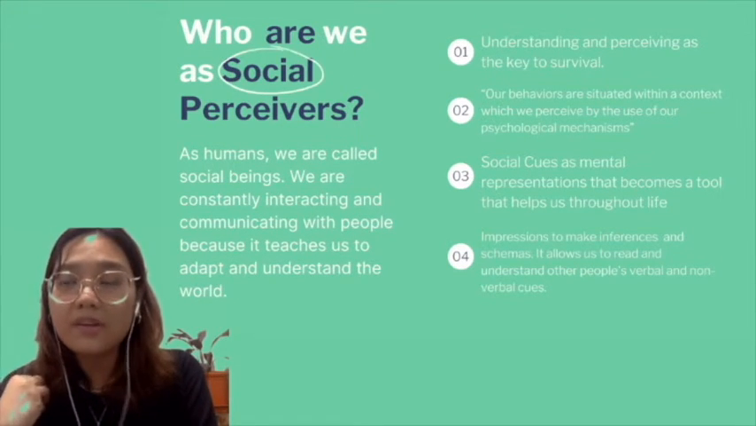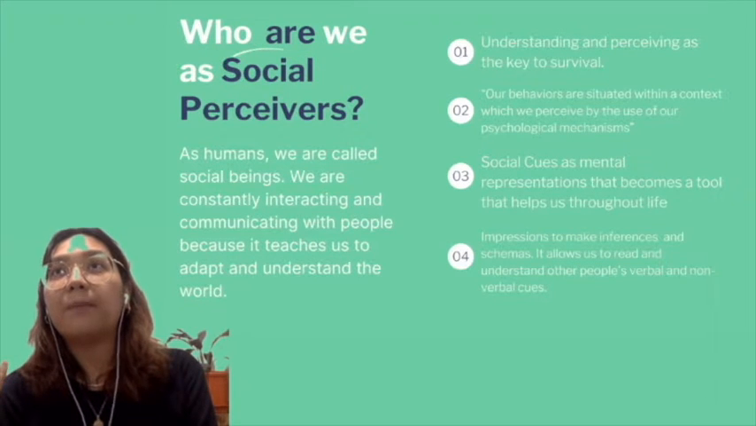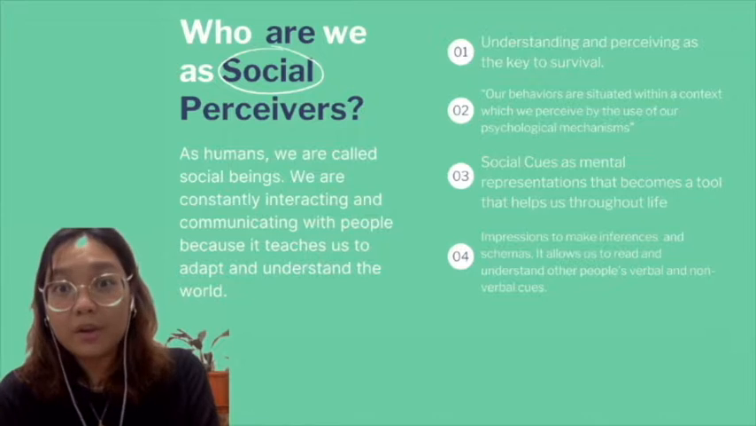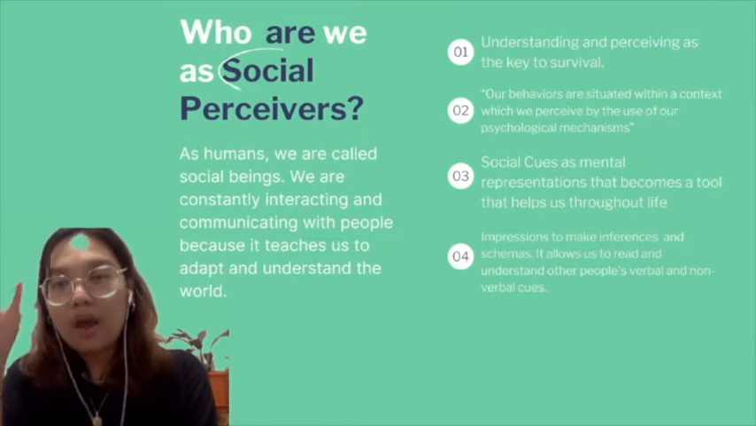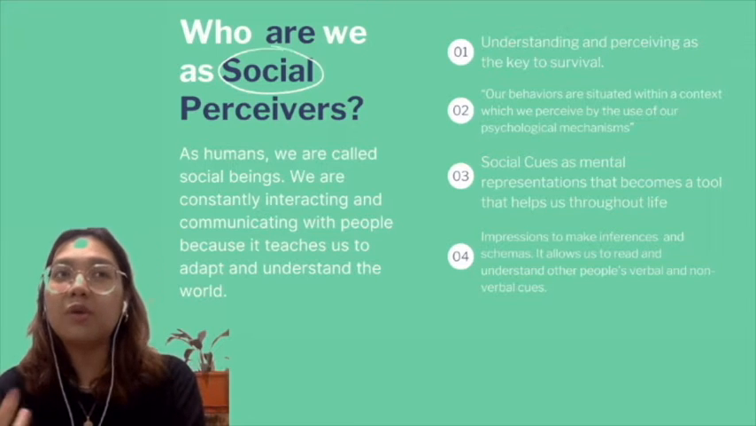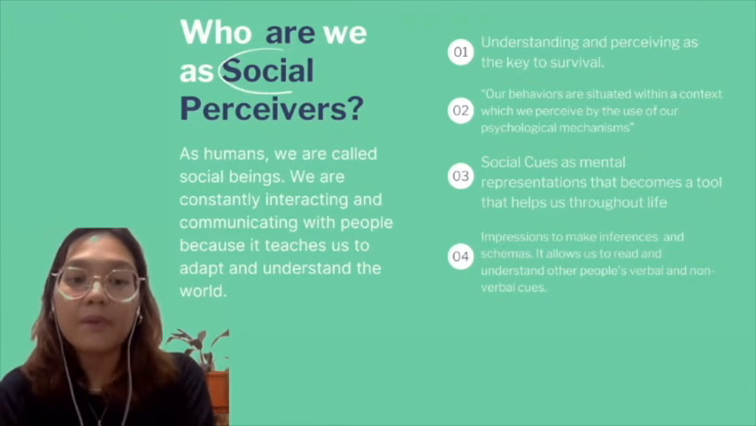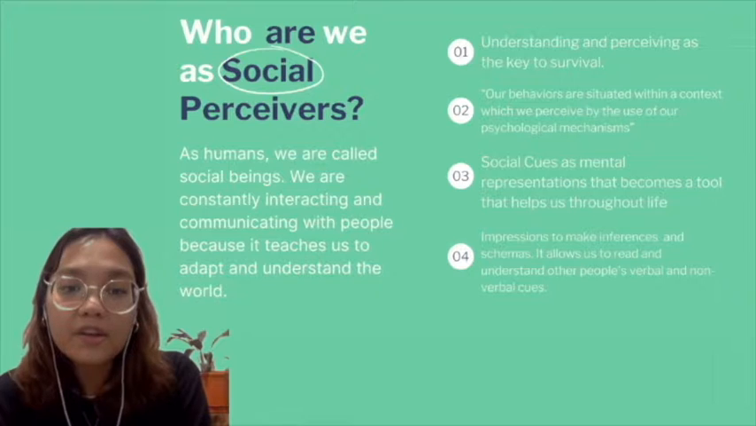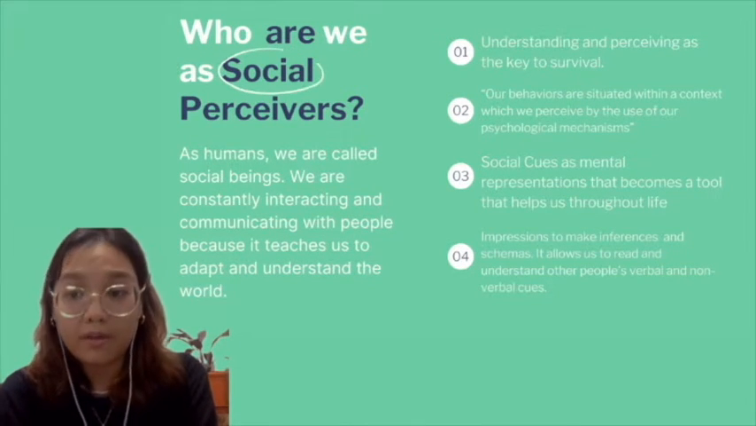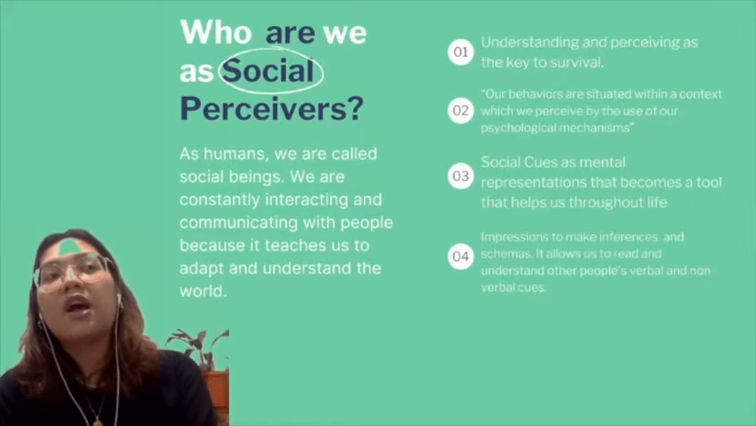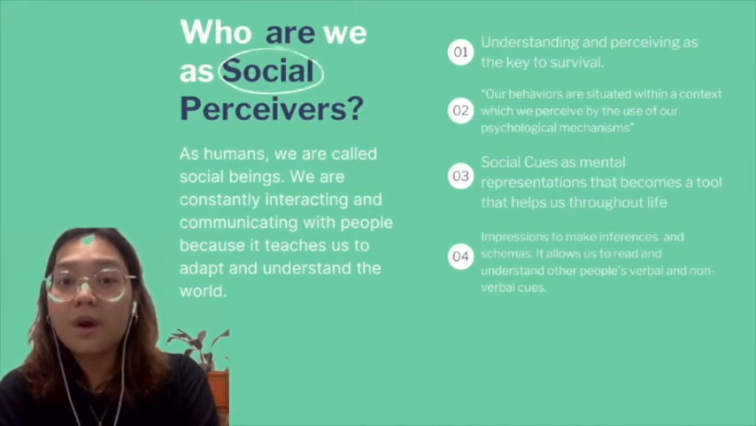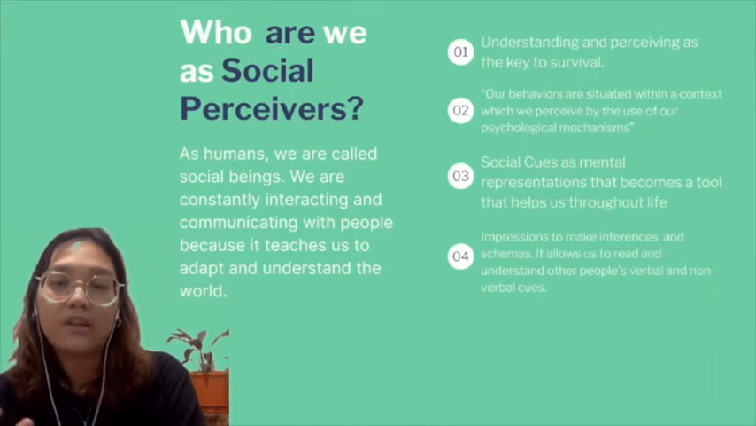So, as social perceivers, we do not only try to understand and grasp verbal cues, but also nonverbal cues like body language or expression, because as social beings, we also use that to interact with each other. And then impressions to make inferences and schemas. It allows us to read and understand other people's verbal and nonverbal cues. Again, we do not only communicate through words, we also communicate through actions and through expressions.